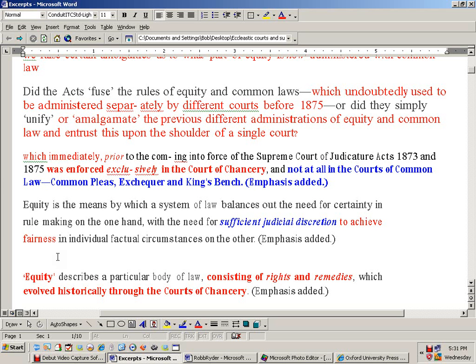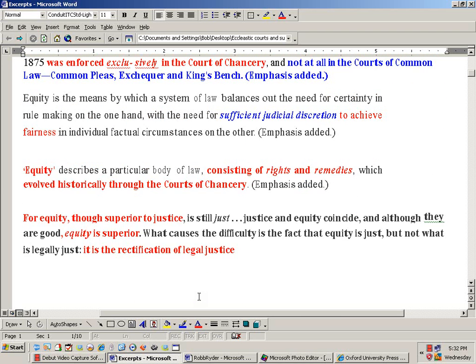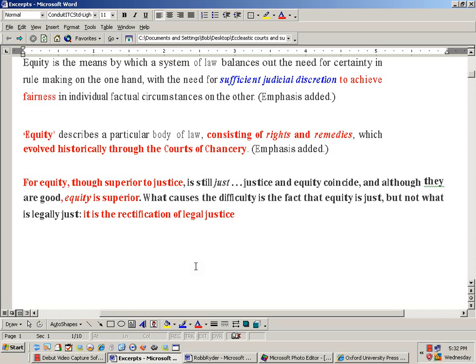So equity is the means by which a system of law balances out the need for certainty. Okay, I read that one. Equity describes a particular body of law consisting of rights and remedies, which evolved historically through the courts of chancery. Chancery, chancery, chancery. It's all about chancery. For equity, though superior to justice, so equity is superior to justice, is still just. Justice and equity coincide. And although they are good, equity is superior.